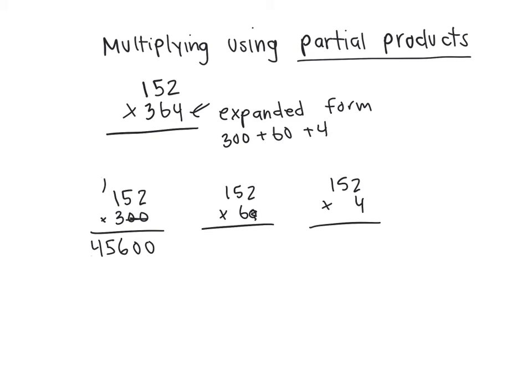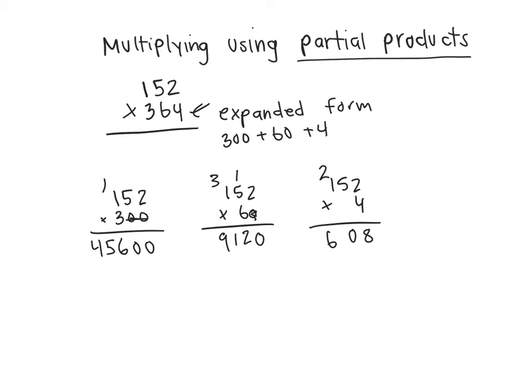Again, I know I can hide my 0 here. 6 times 2 is 12. Carry the 1. 5 times 6 is 30, plus 1 is 31. Put the 1 down, carry the 3. And then 6 times 1 is 6, plus 3 is 9. And I'm going to put my 0 back on at the end. And then I'm going to do 152 times 4. 4 times 2 is 8. 5 times 4 is 20. Put down the 0, carry the 2. And then 4 times 1 is 4, plus 2 is 6.